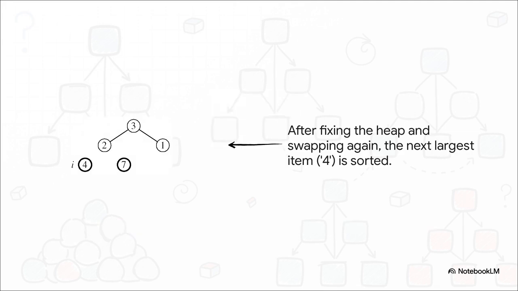Of course, that swap totally broke our heap property at the top. So we do two things. First, we mentally shrink our heap by one element, basically ignoring the now sorted 7. Then we run max heapify on the new root to restore order. This whole process finds the next largest element in what's left of the heap, in this case 4, and brings it right to the top, ready for the next.